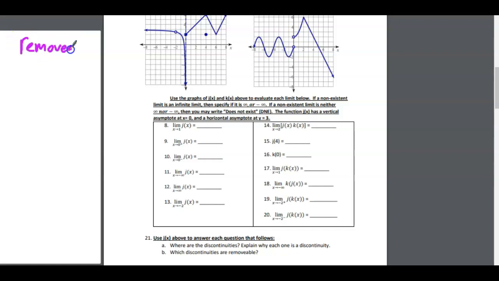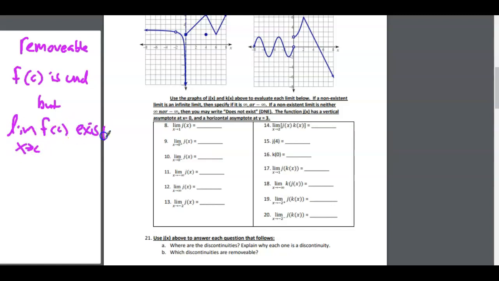A discontinuity is removable when f of c is undefined, but the limit of your function as x approaches c actually exists. So we had three discontinuities. For which of these three discontinuities did the limit exist, but the function didn't exist? And that would be this one right here. Here, the function was never defined. It's not defined anywhere. But the limit does exist.